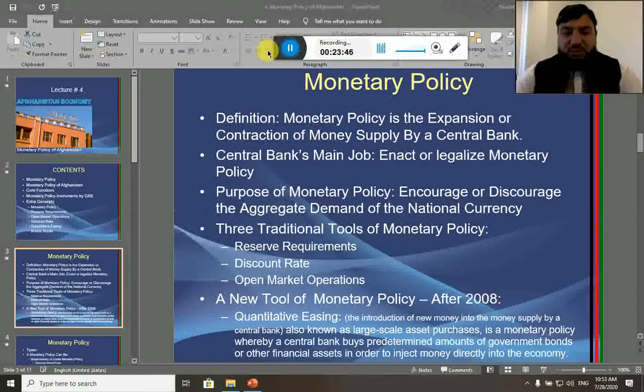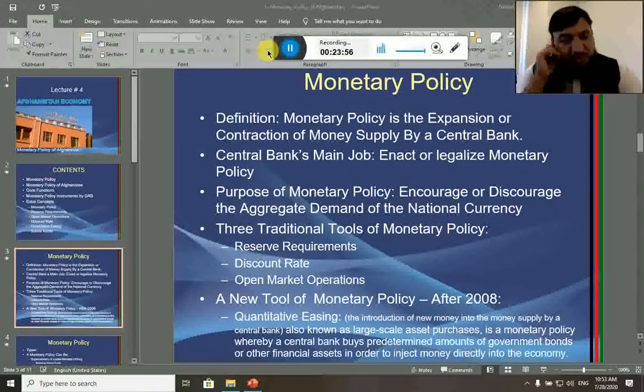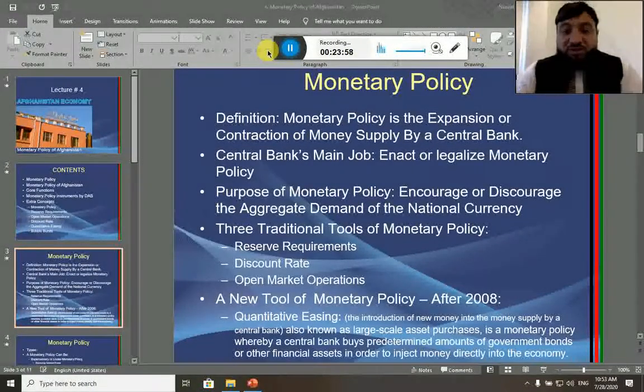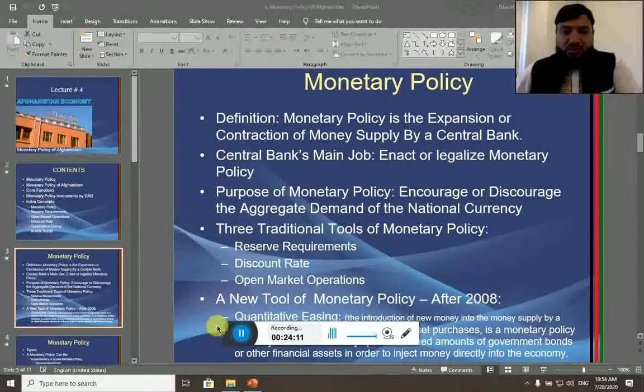And why is this tool used? The purpose of this tool is the same as the other tools as well. So these are four different tools used by the central banks as monetary policy tools in order to encourage or discourage the aggregate demand for the local market, or in order to expand or contract the supply of money to the market.